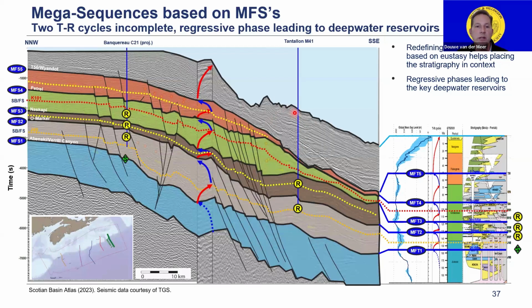And the conclusion is basically that the case study, the Scotian Basin, does actually behave very well. And the sedimentation, to a large degree, seems to be determined by global mean sea level varying over time.